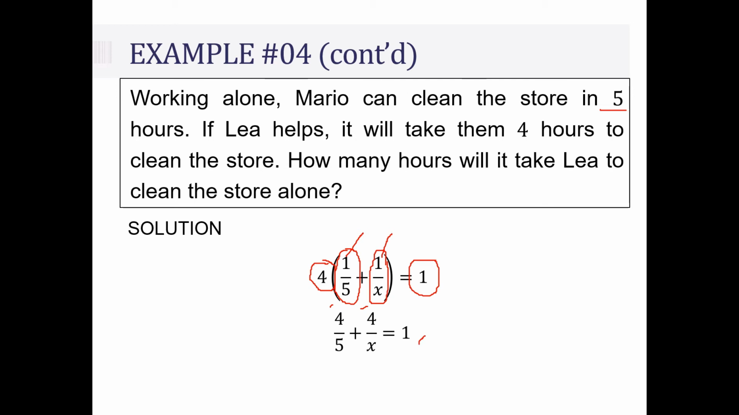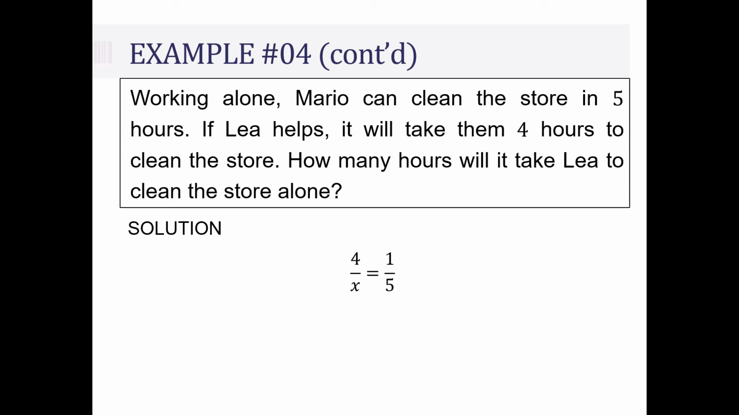Ngayon, i-separate natin itong merong variable from the rest, yung walang variable. So, we will transpose 4 over 5 doon sa kabila. At alam natin na pag nag-transpose tayo, mag-change siya ng sign. So, that becomes 4 over x equals 1 minus 4/5. Or kapag sinimplify natin yung 1 minus 4/5, that becomes 1/5. Okay, so we have 4 over x equals 1/5. Then, by cross multiplication, we have 4 times 5 is 20 equals x times 1 is x. So we have 20 equals x. Or, that is just equal to x equals 20.